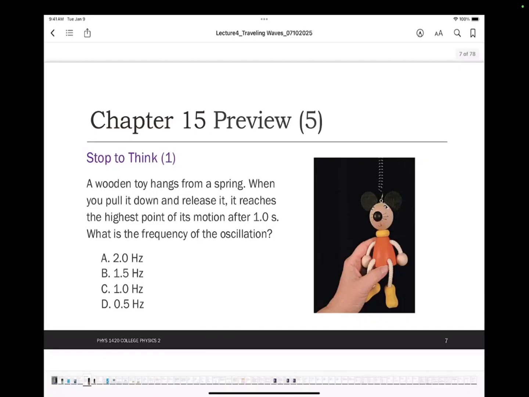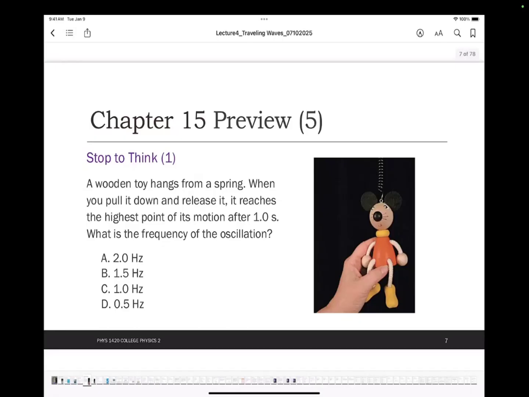It reaches the highest point of its motion after 1.0 seconds. What is the frequency of the oscillation? Actually, I think this one is familiar to you. Am I right? We have already done so many questions like this in chapter 40.